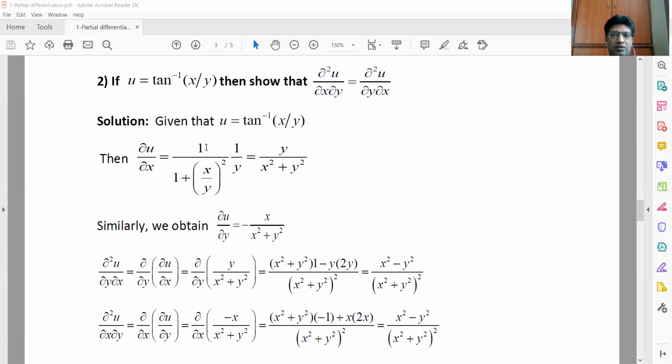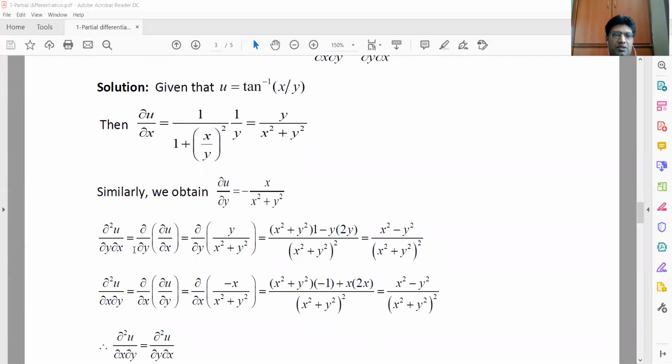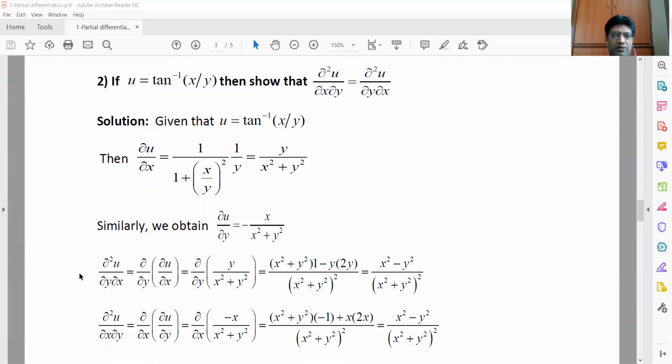In the similar way, you can write dou u by dou y as minus x by x square plus y square. Next, we require dou square u by dou x dou y. So we can calculate first dou square u by dou y dou x, which we can write as dou by dou y of dou u by dou x. Dou u by dou x we already calculated, we substituted here. Now we have to differentiate one more time with respect to y.